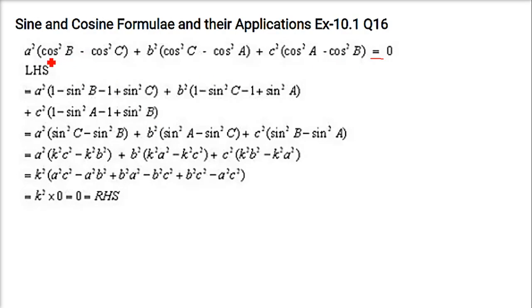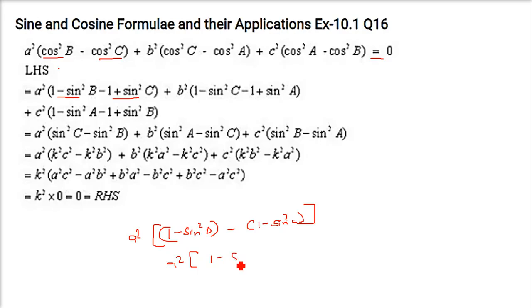Here we have this term to be shown as 0. What we will do? We will take cos square B as 1 minus sine square B, and again cos square C as 1 minus sine square C. Let me show you how it happens. So this A square is there. Cos square B can be written as 1 minus sine square B, and here we have cos square C, I can write it as 1 minus sine square C. So you get A square times 1 minus sine square B minus 1 plus sine square C. So 1 gets cancelled, you get sine square C minus sine square B. Similarly here, you get sine square A minus sine square C. Here also you get sine square B minus sine square A.